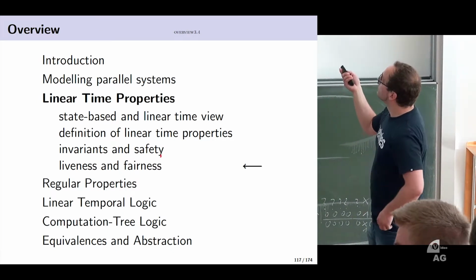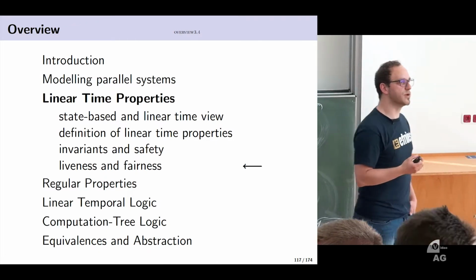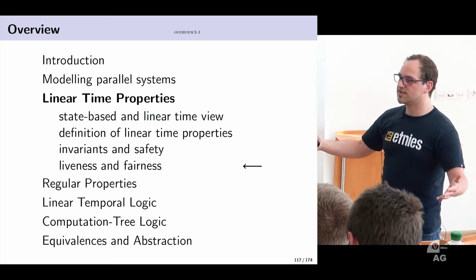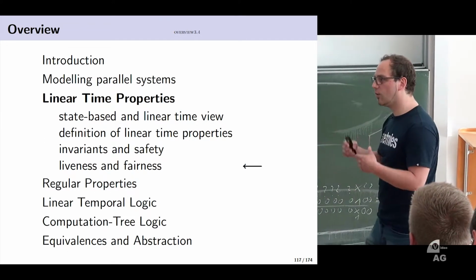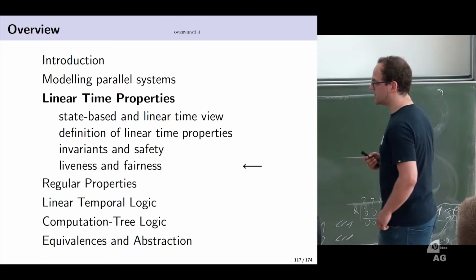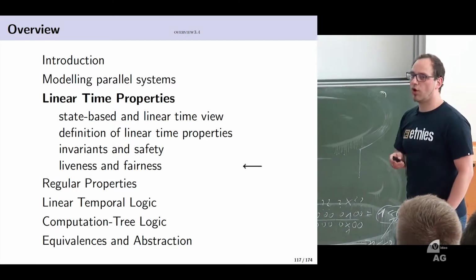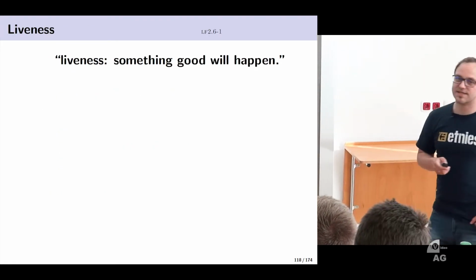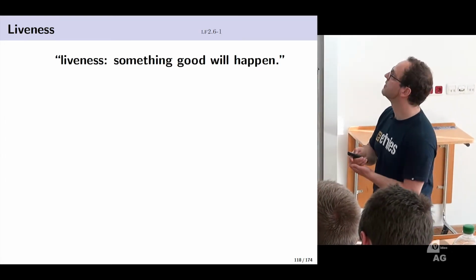So let's move on. We talked about safety properties now. Safety properties were the properties, sets of infinite words, such that if I have a word that does not belong to my safety property, I can always find a finite prefix that I cannot extend such that it belongs to the property again. And now the dual to this is called liveness. Intuitively, it states that something good will eventually happen.